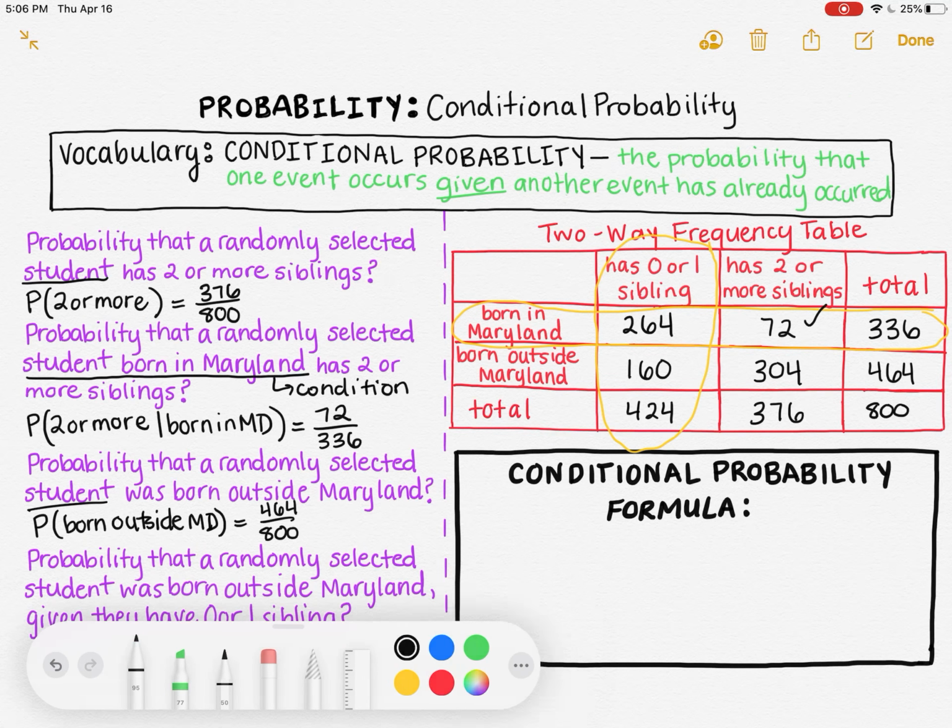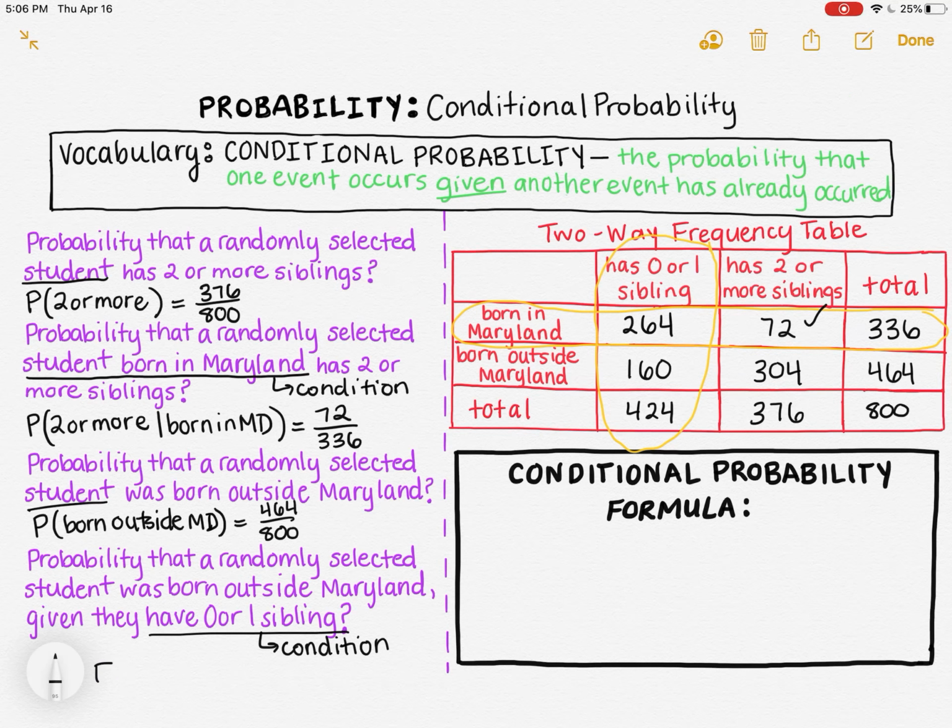So let's write this using probability notation again. So P, parentheses, that a student is born outside Maryland given, and instead of using the word given, I use that vertical line, given they have 0 or 1 sibling. So my denominator is the total number of students that I'm selecting from. And since I'm only looking at students with 0 or 1 sibling, my denominator is the total students with 0 or 1 sibling, which is 424.